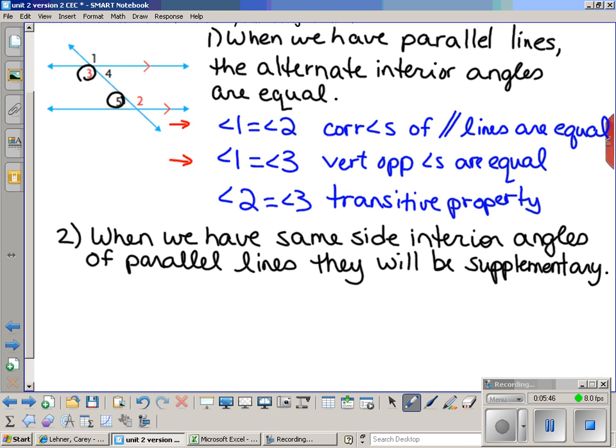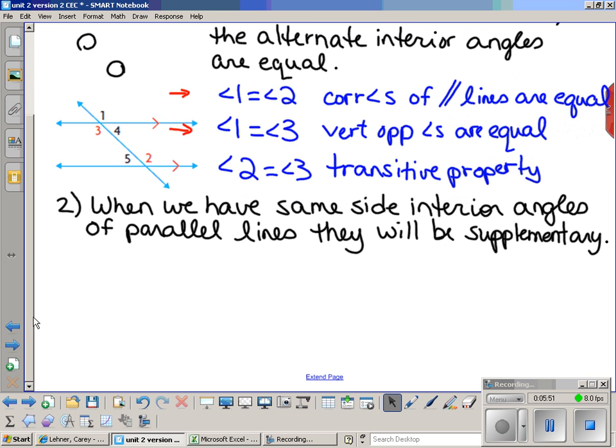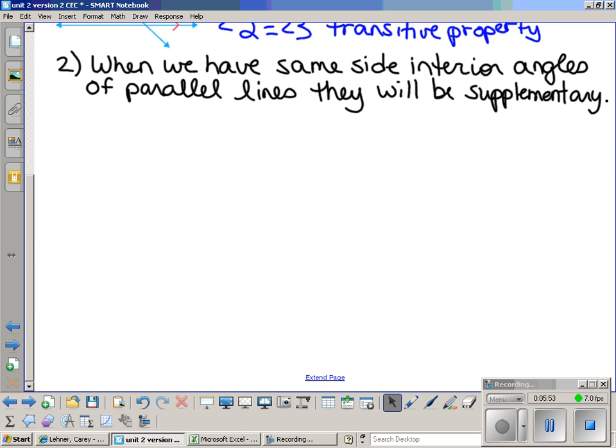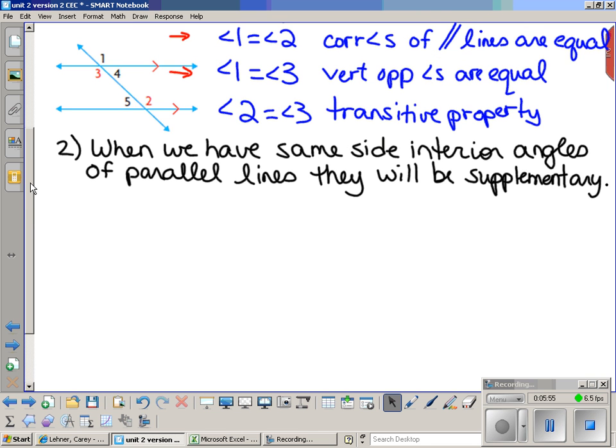And now we need to prove this. We're actually going to drop this down so we can see it. So what I want to do is prove that angle 3 and angle 5 add up to 180. So what we have to do is somehow get to this point. Well, what do we know for certain?